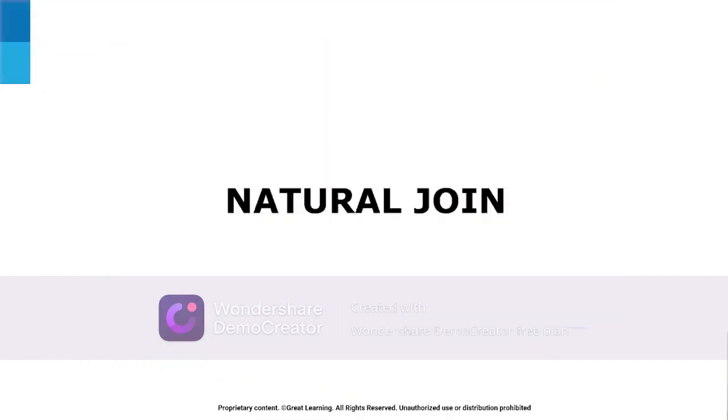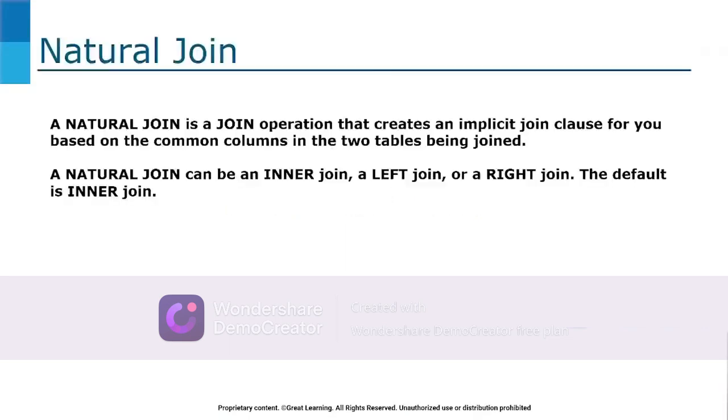Now here we are coming with the new topic, which is natural join. Now understand what is natural join, right? Because in the diagrammatic representation, I did not tell you what it is. So let's understand that. Natural join is a join operation that creates an implicit join clause for you based on the common columns in the two tables being joined. So there are two tables, okay? There are two tables. One of the columns is common, right?